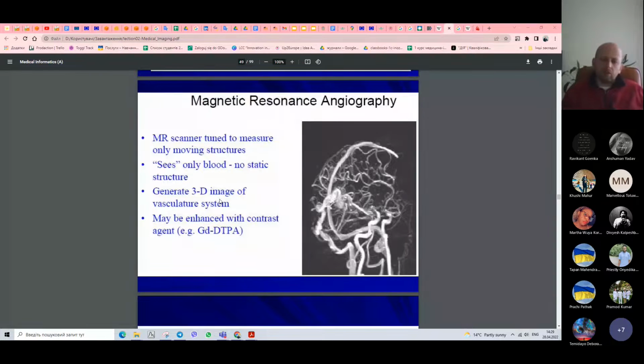Magnetic resonance angiography. The scanner tends to measure only moving structure, in this case only blood, no static structure. It generates 3D images of the vascular system and may be enhanced with contrast agent. This is what we talk about in angiography.